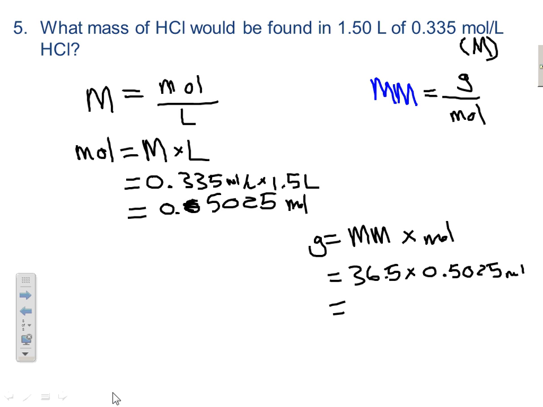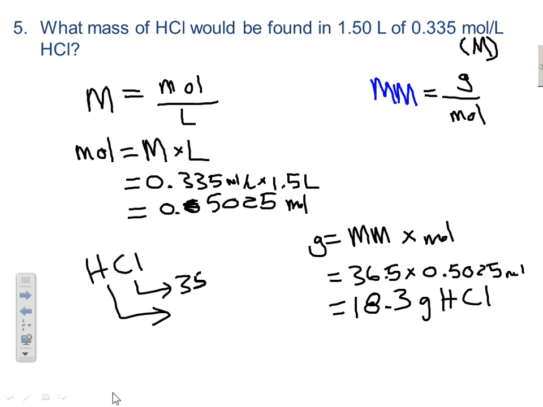18.3. Stopping there because there's our 3 digits. That's good enough. 18.3 grams of HCl. And because Jess is going to be watching this, this is where we got that mass: 35.5 plus 1, 36.5 grams per mole.